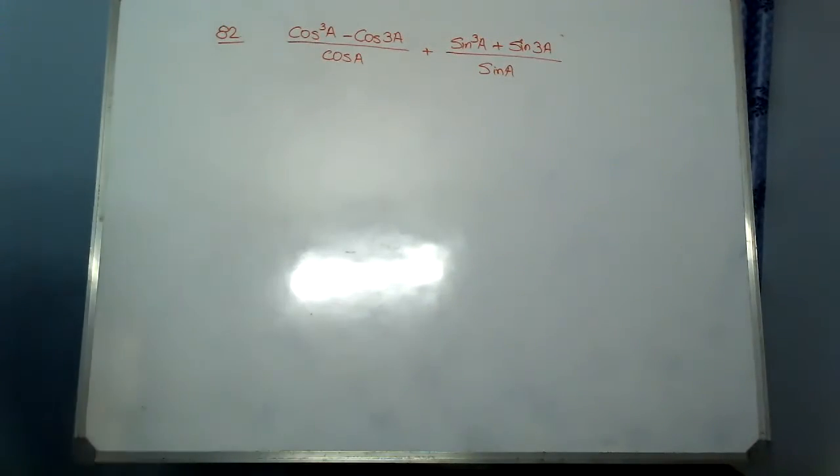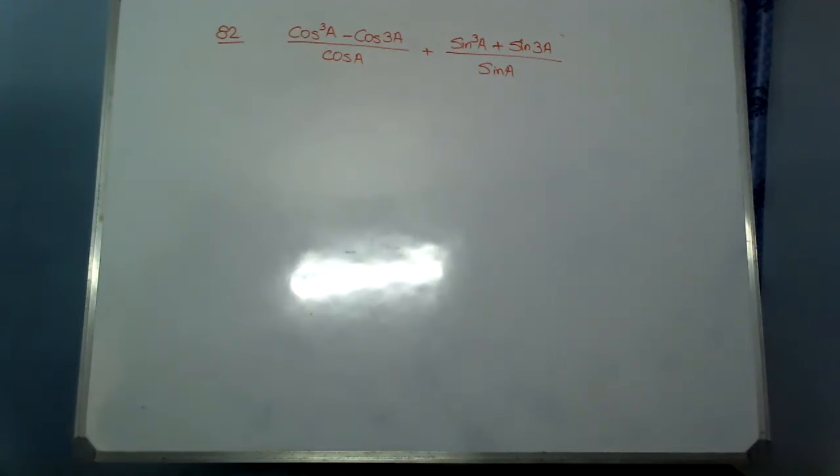Before you start solving this question, cos cube A minus cos 3A divided by cos A, and on the other side sine cube A and so on, I want you to know the formula for cos 3A. Now what is the formula for cos 3A, or for that matter sine 3A also? Cos 3A is given by 4 cos cube A minus 3 cos A.